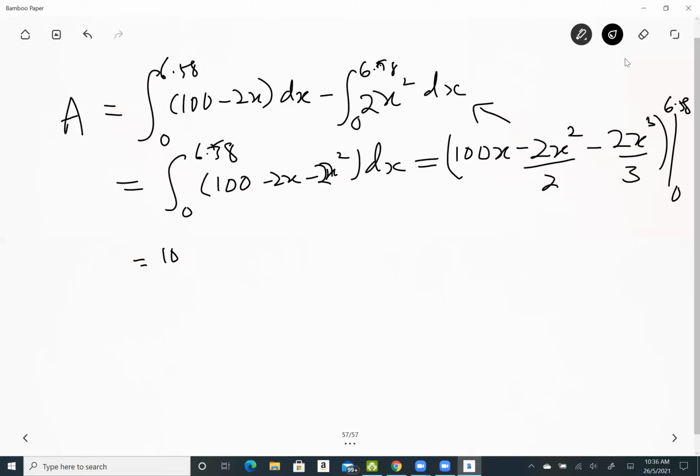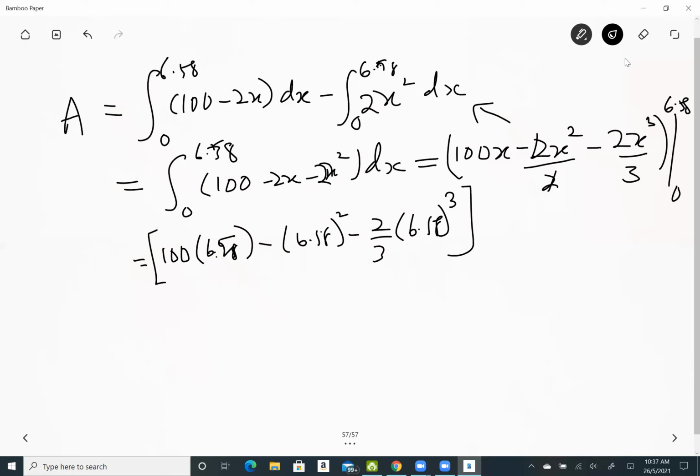So I get 100 multiplied by 6.58, minus, okay, that two gets out, 6.58 to the power of 2 minus 2 over 3, 6.58 cubed. Okay, that is the first part. Put a bracket there, so that we don't get mixed up.